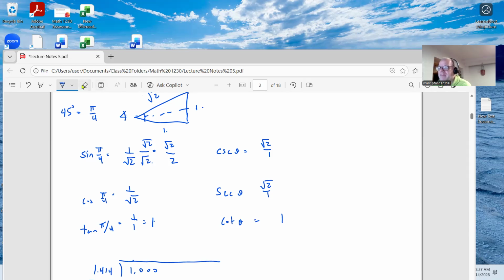Okay, and I should probably have used the proper label for the angle here, which is going to be 45 degrees, or pi over 4 rather. So we can do that. So here we have pi over 4, pi over 4, pi over 4. Okay, and that's our angle for that one.